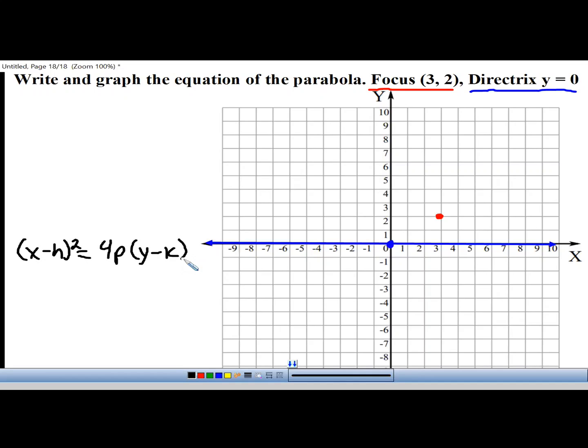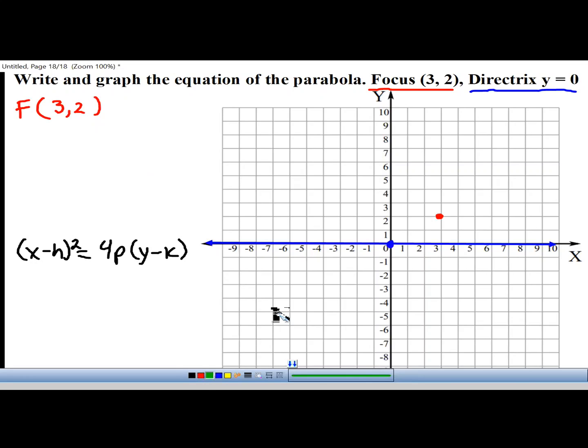So today you have two options, either this one or the other one, which is for the horizontal. But for right now, this is the vertical, and that's what we're going to write. Okay? Next, let's find out what we have so far. They gave us a focus. So I'm just going to write F, and the focus given was 3, 2.